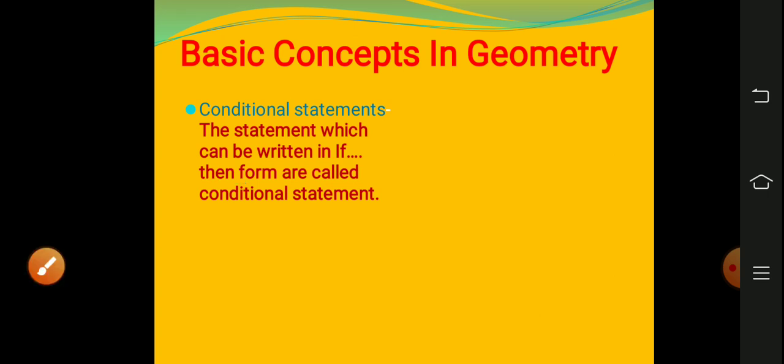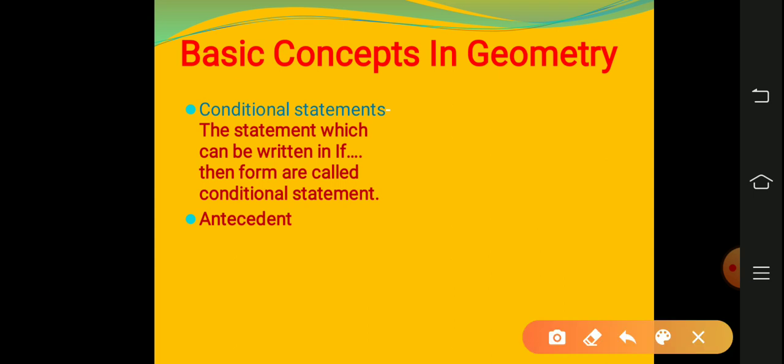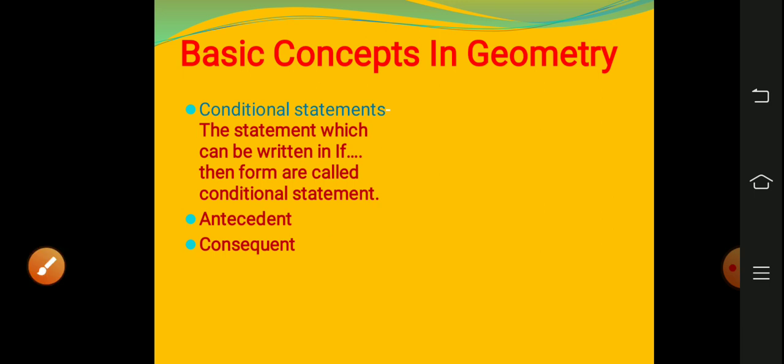There are two parts of the conditional statement. First one is the antecedent. See, antecedent means what? The part which is following if is called the antecedent. And the second one is the part which is following then, is called the consequent. Listen to it. The part which is following then is called the consequent.